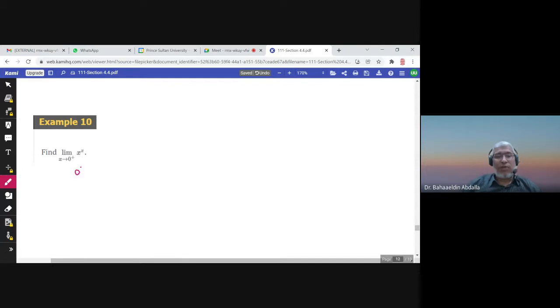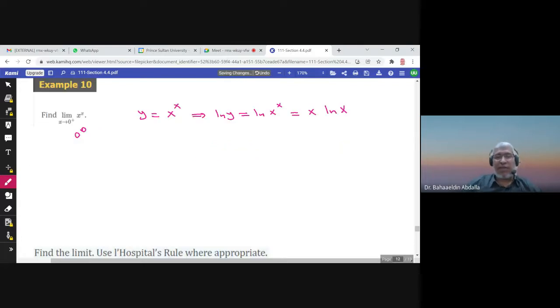Next, 0 to the power 0, indeterminate form. Let y equals x to the power x. ln y would be ln of x to the power x, and this would be x ln x. Let us find the limit of ln y. It would be the limit of x ln x as x approaches 0. ln 0 is negative infinity, so it's 0 times infinity.